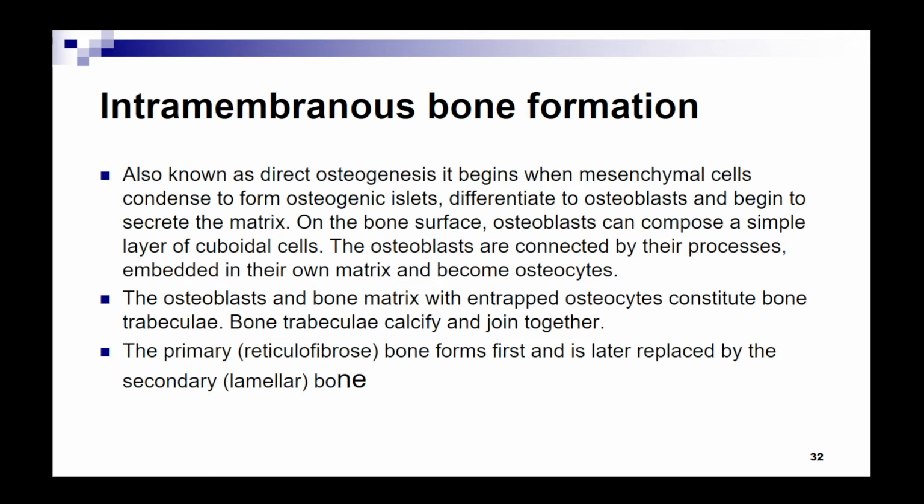Bone trabeculae calcify and join together. This calcification is also a result of accumulation of hydroxyapatite. Hydroxyapatite is a hydrophosphatic salt. The primary reticular fibrous bone forms first and is later replaced by the secondary lamellar bone. So it's very important: primary is reticular fibrous bone, and after that it is replaced by lamellar bone.